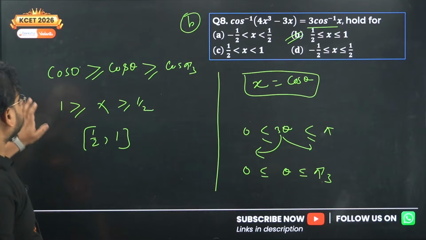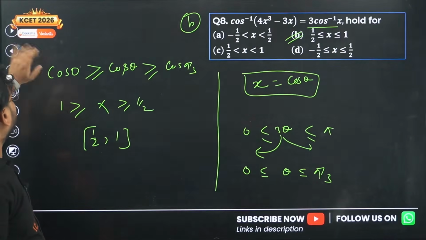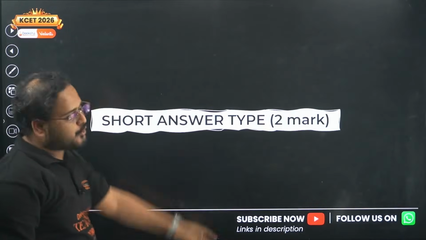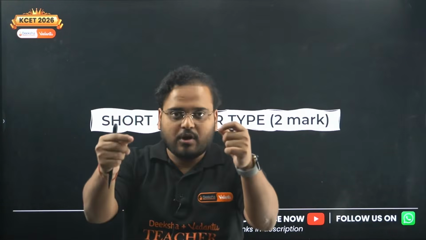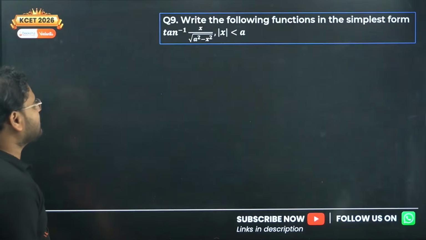Please check. Clear? Clear, right? This is no problem. Moving on to your 2 marker now. First 8 questions, I hope there is no doubt. If you have, what are you going to do? Ask in the comment section. 2 marker now. Question number 9.